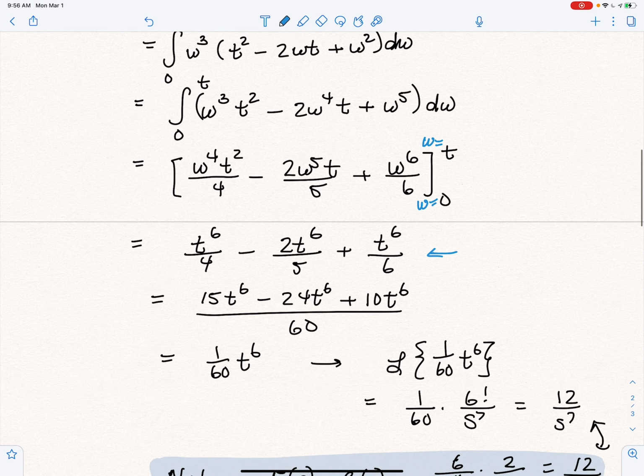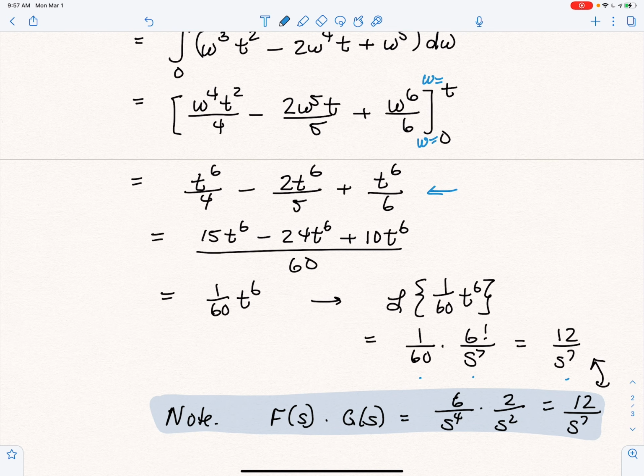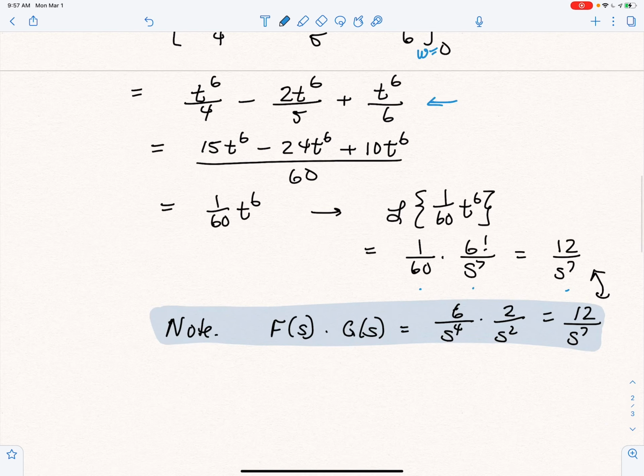And the Laplace transform of 1 over 60 t to the sixth is 1 over 60 times 6 factorial over s to the seventh, which is 12 over s to the seventh, which just so happens to be the product of the two transforms. Remember, this was the Laplace transform of t to the third, and this was the Laplace transform of t squared. And as you notice, when you multiply them together, you get 12 over s to the seventh.